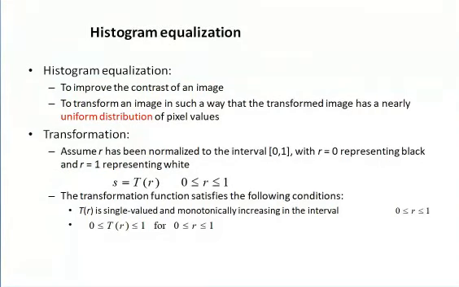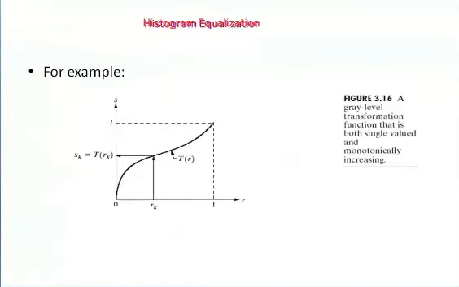So T of R is single valued, and monotonically increasing in the interval, like this graph. In this way the transformation should be like this. Then only you can get the histogram equalization.